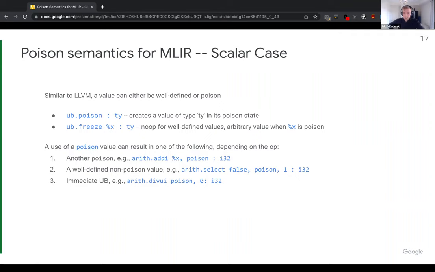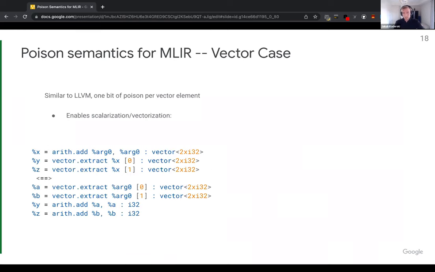For example, thinking about this arithmetic dialect, we would have the UB Poisson operation that can produce Poisson values. And then we would be able to use it in all of the operations and so on. And then we could use these to write some test cases, and explain what's going on with arithmetic operations over scalars. In the vector case, this is a little bit more complicated, but still very similar to LVM.